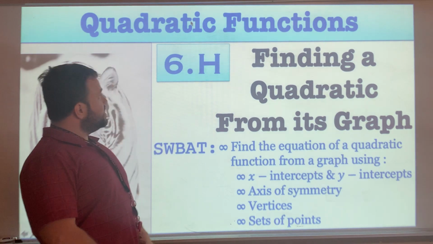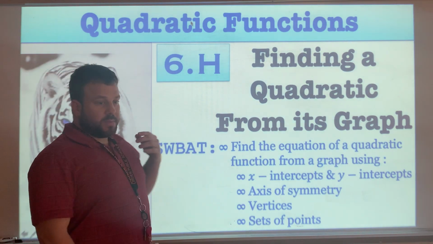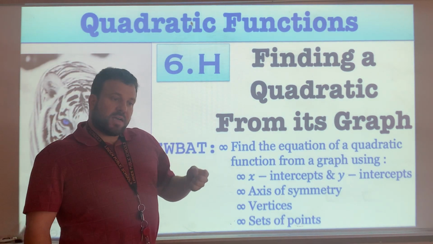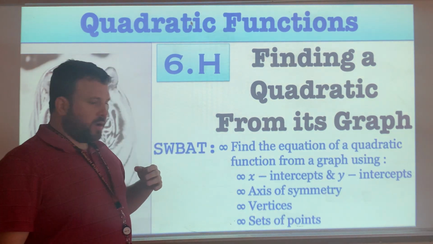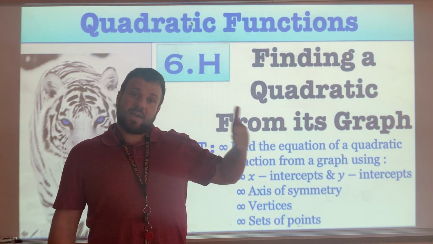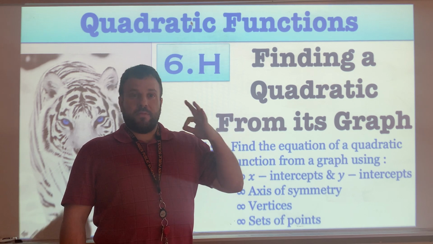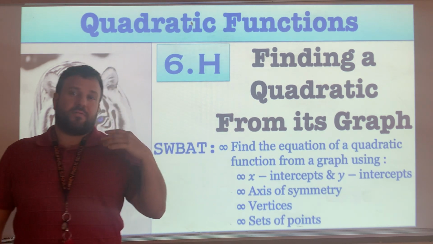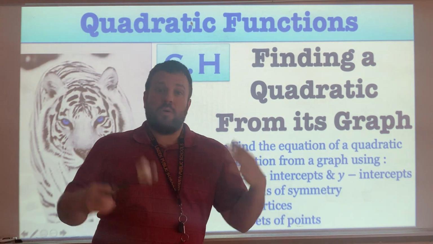Welcome back, class. Today what we're going to discover is how to find a quadratic from its graph. The goal of today's lesson is to find the equation of a quadratic function from its graph using four things. One is the x and the y intercepts, two are the axes of symmetry, three are the vertices, and the fourth thing is to find it from a set of points. So by the end of this lesson, you're going to be able to do all of that.